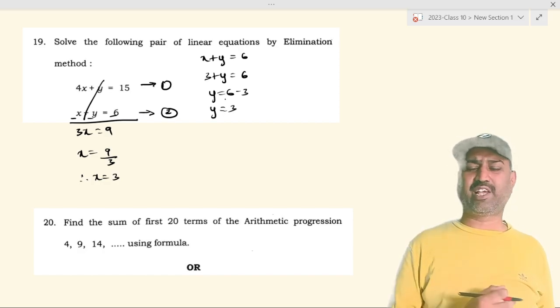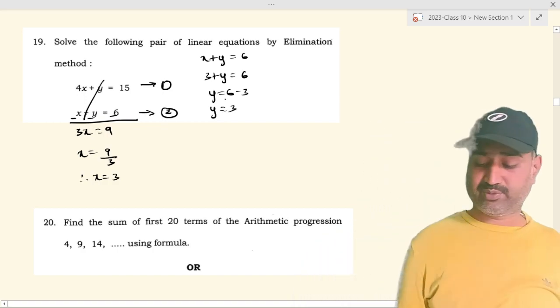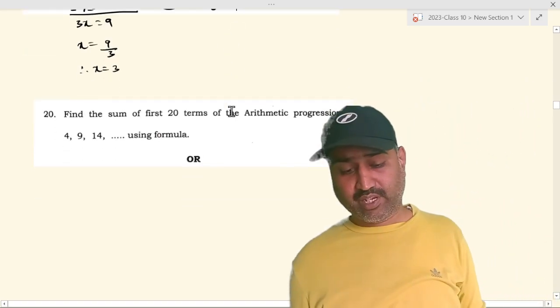Also, you can take a few seconds to verify the answers here. It will help you and you get confidence in the exam. Okay. Next question.